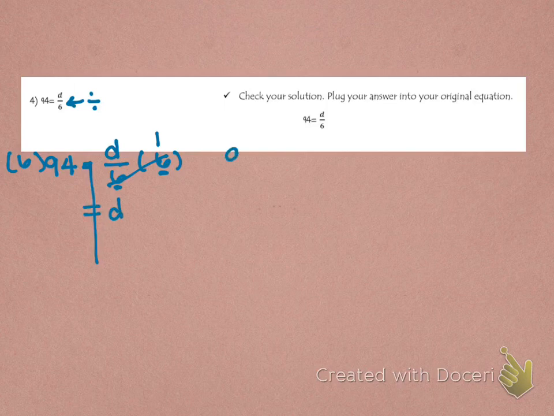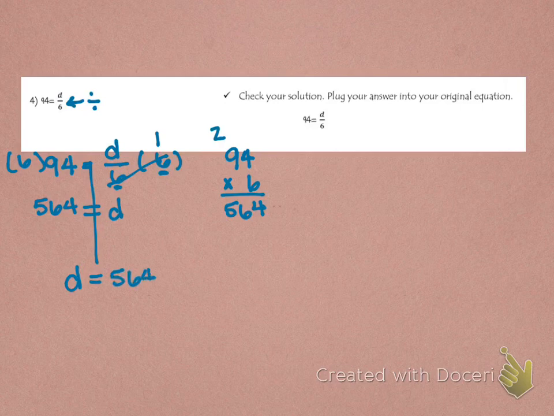And then 94 times 6. 6 times 4 is 24. 9 times 6 is 54, plus 2 is 56. So we have 564. Letters to the left, D equals 564. Okay, so I'm going to leave the checking to you. I need you to do the checking, and then we will check to make sure that you completed that part correctly tomorrow in class.